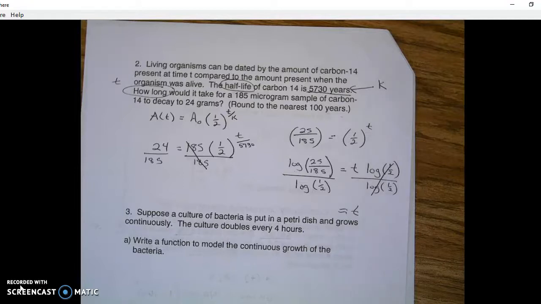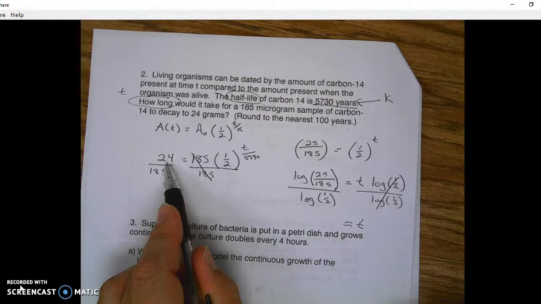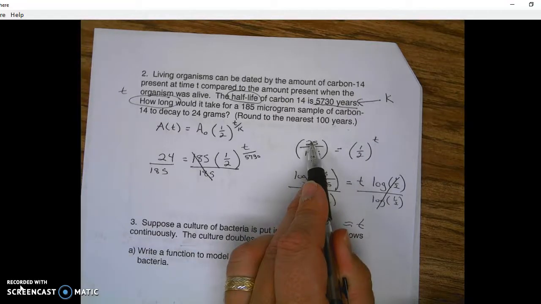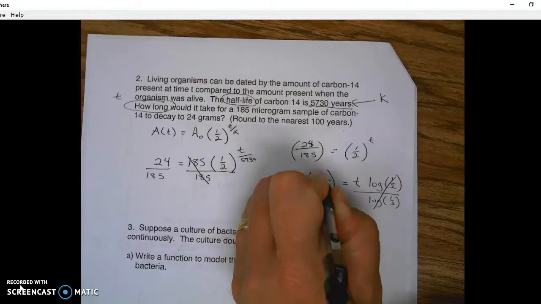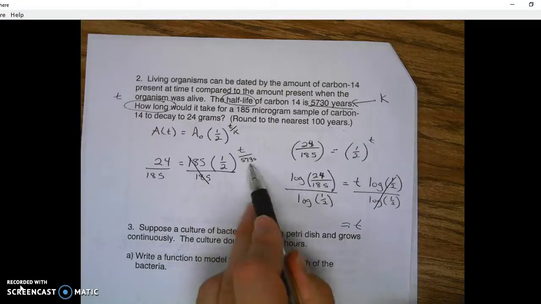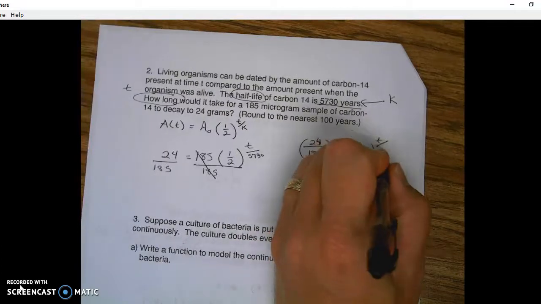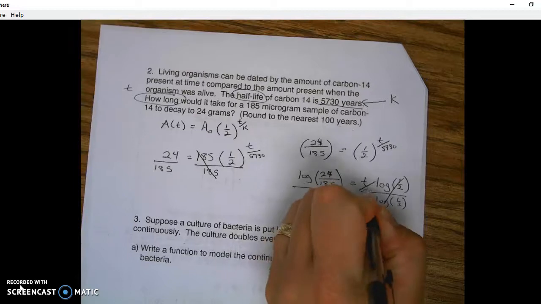So first error, 24 grams. I'm not sure how I got 25 there. So we're going to change that to 24. Second error, t over 5730. That's what should be over here. I forgot the 5730. That should be under here, 5730.